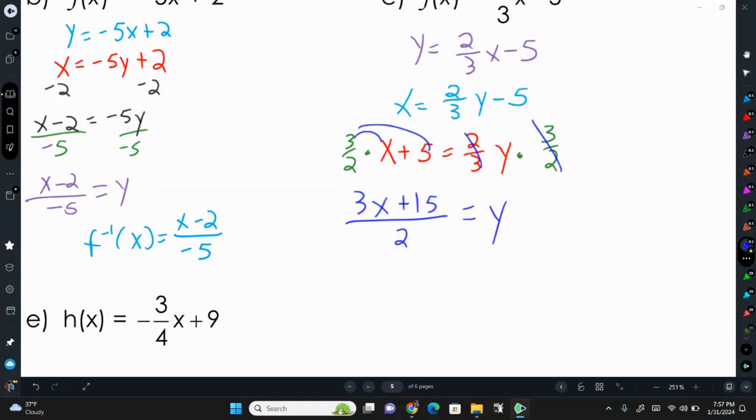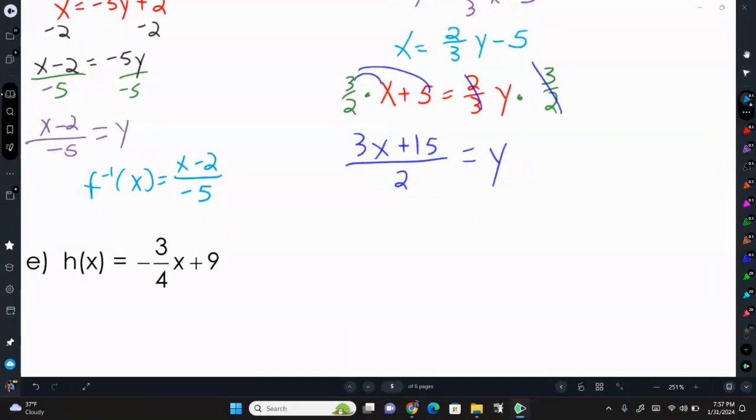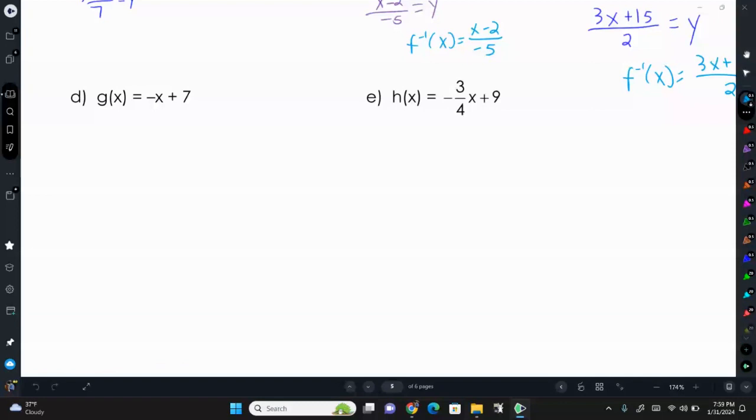So we're going to be doing a lot of algebra here in our inverse operations, adding stuff to both sides, multiplying stuff on both sides. So our algebra skills really need to be in tip-top shape. So y is by itself. So now we have the inverse of f of x is 3x plus 15 over 2. All right, so I want you to try letters D and E, pause the video, try them, and once you're done, unpause it, and you can see if your answer matches mine.